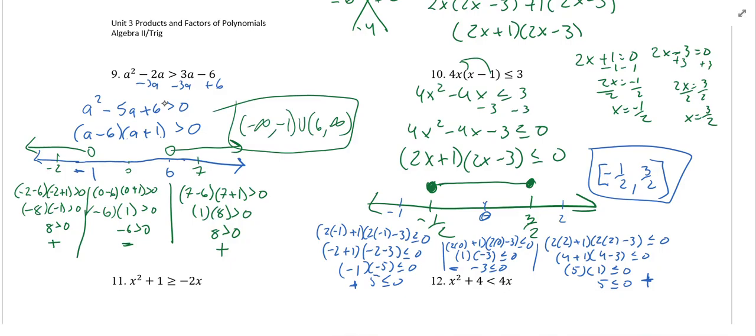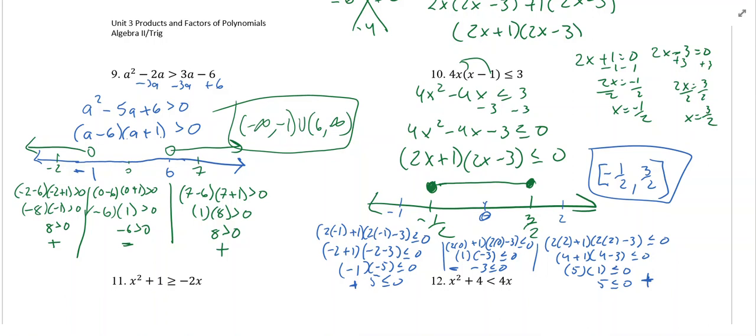So for number 9, once you combined all the like terms, you should have gotten a squared minus 5a plus 6 is greater than 0. So then it meant we had to find the positive answers because those are greater than 0. So these were these two ranges here to the left of -1 and to the right of 6. So then here's what the diagram looks like. And the interval would be -infinity to -1 parentheses or parentheses 6 to infinity.